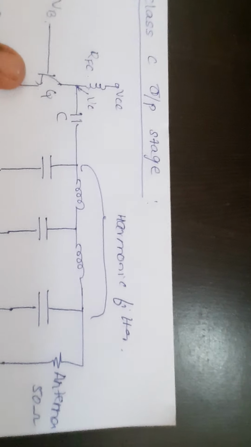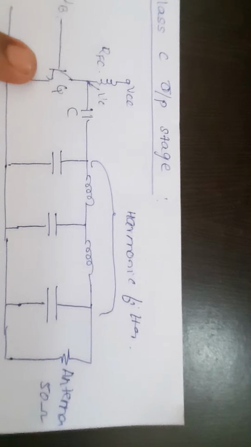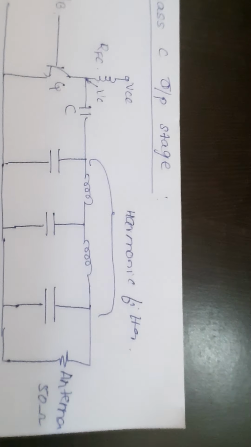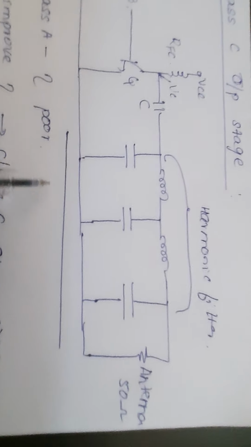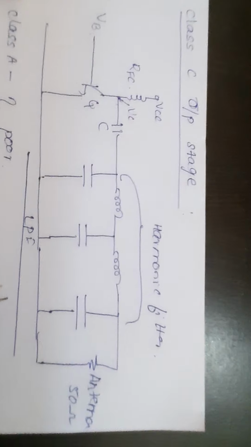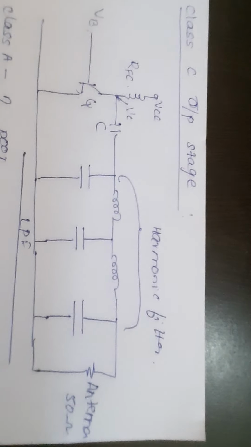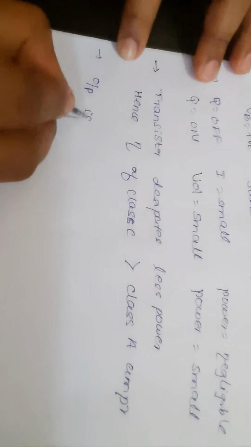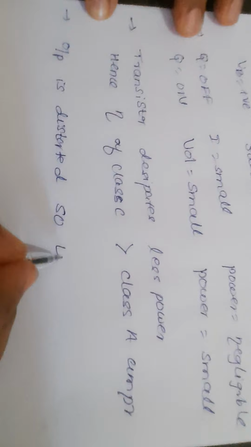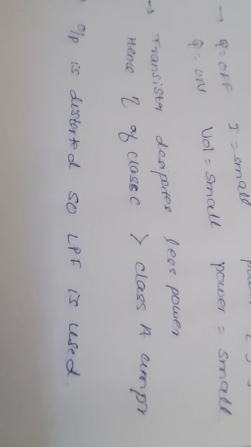However, the Class C amplifier is highly non-linear and provides a distorted output. This drawback is overcome by connecting the low-pass filter at the output. What is the use of this low-pass filter? Why we have used this low-pass filter is, the output is distorted.